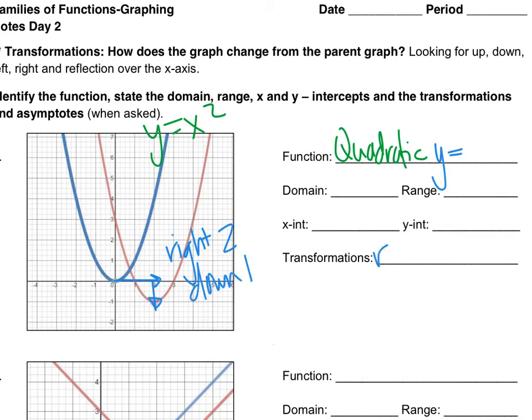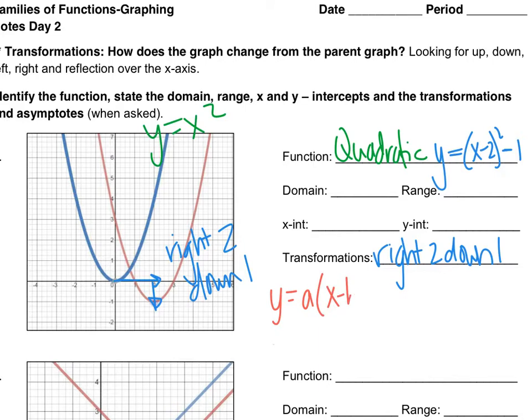Okay, so we can go ahead and write that in on the transformations, but then we need to model that in the equation. So inside the parentheses, it'd be x minus 2 squared, minus 1. Remember that it's kind of like the opposite on the inside. Your general equation for a quadratic is y equals a times x minus h squared plus k. So since we're subtracting a positive number, it's x minus 2 on the inside.